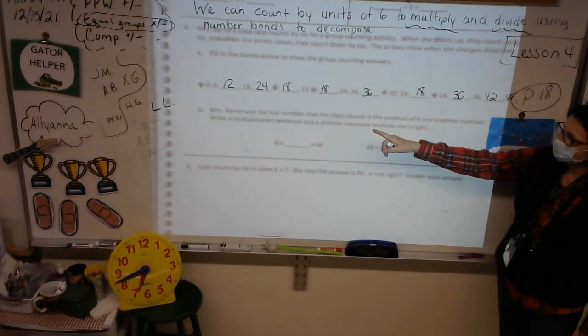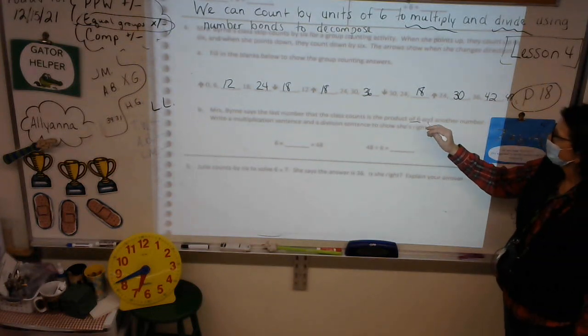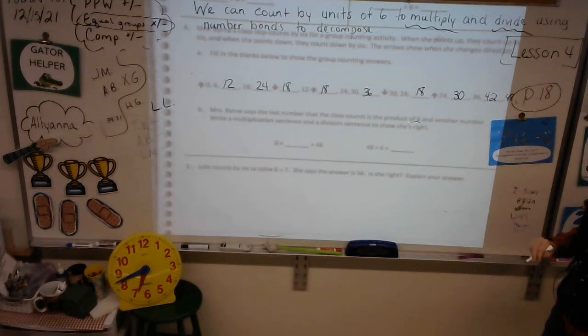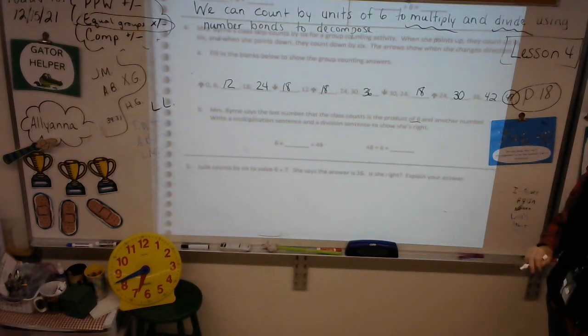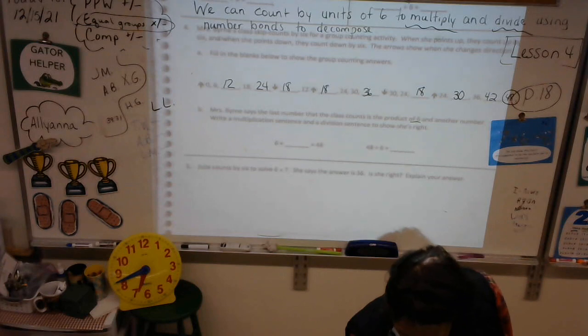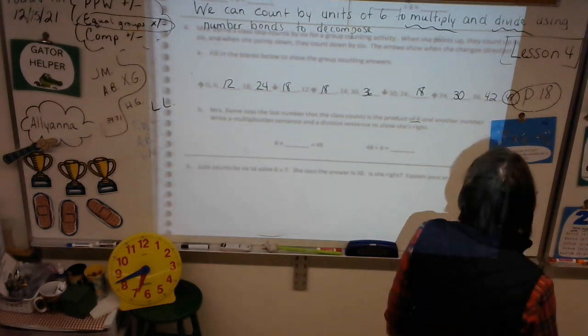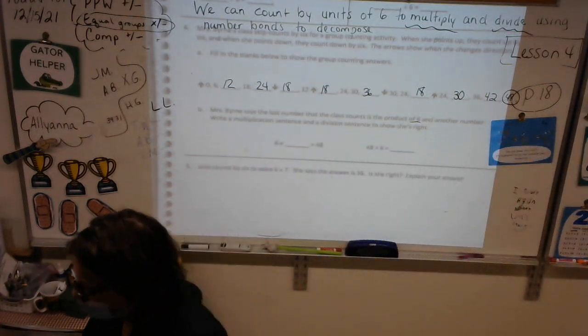All right, Mrs. Burns says the last number that the class counts is the product of 6 and another number. Write a multiplication sentence and a division sentence to show she's right. Well, the last number they counted was 48. Go ahead and circle it. That's the last number they counted. Go ahead and write a multiplication and a division equation for that number. Very nice.